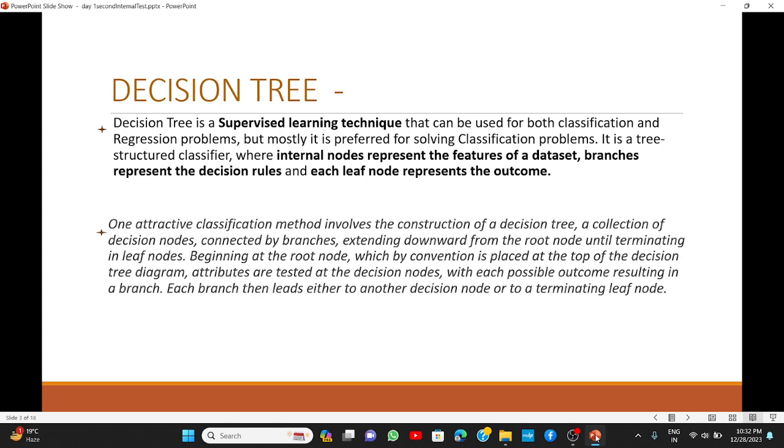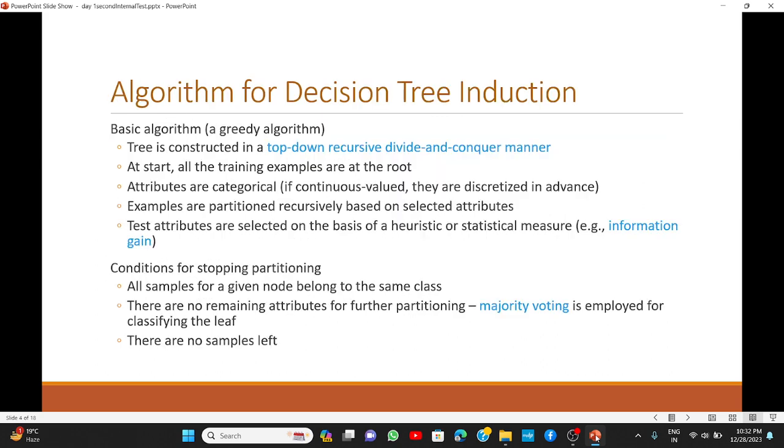One attractive classification method involves the construction of a decision tree, a collection of decision nodes connected by branches extending downward from the root node until terminating in leaf nodes. Beginning at the root node, which by convention is placed at the top of the decision tree diagram, attributes are tested at the decision nodes with each possible outcome resulting in a branch. Each branch then leads either to another decision node or to a terminating leaf node.